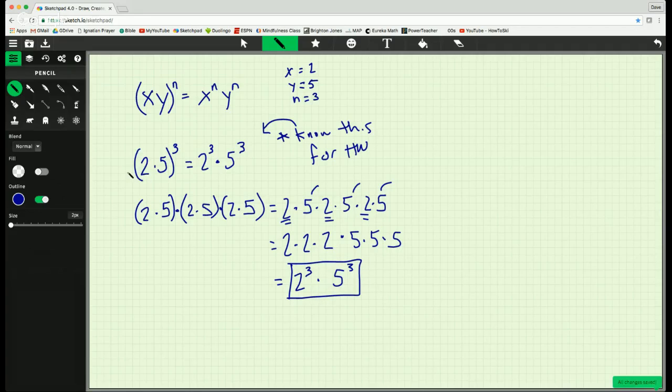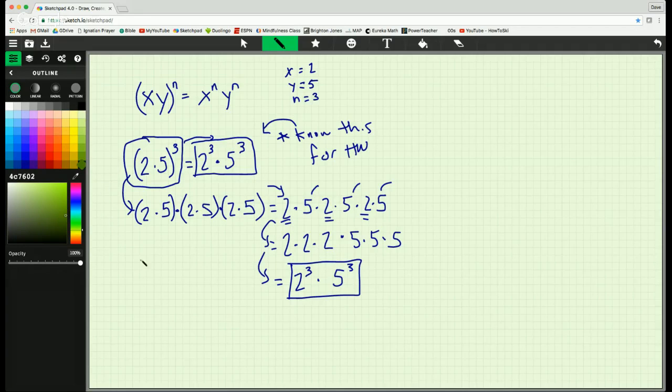Right? So we just proved that 2 times 5 all to the third power is equal to 2 to the third times 5 to the third, because we started here and we went here, we went here, we went here, and we went here. So if we started here and got to here, we know that those two are equal. So you're going to need to know how to do these proofs on your homework.